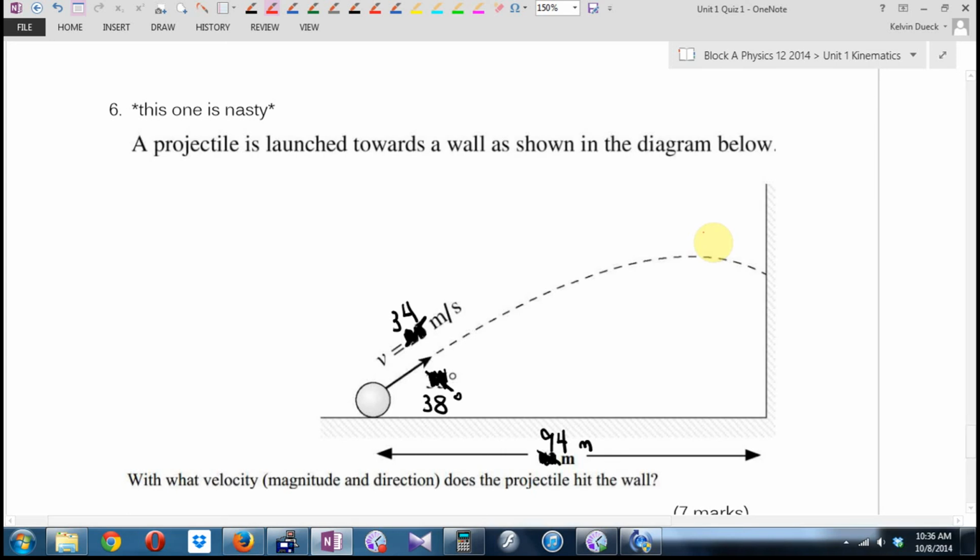I like number 6. Number 6 is a nice question. This one is right on the threshold of fair game for a written question, but it is fair game for a written question.